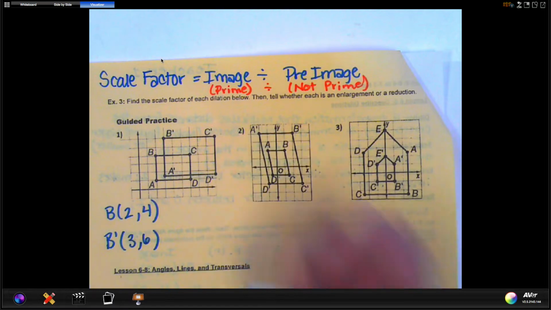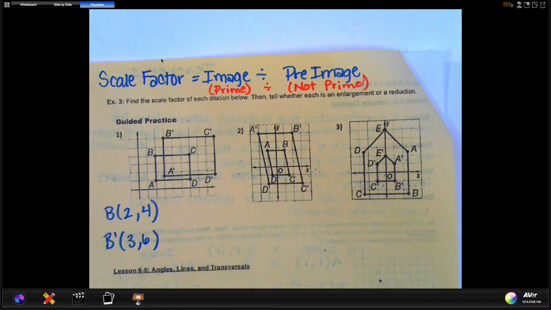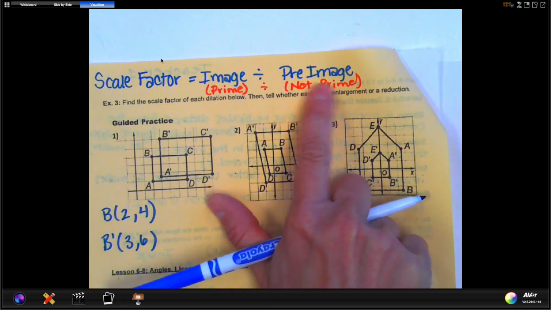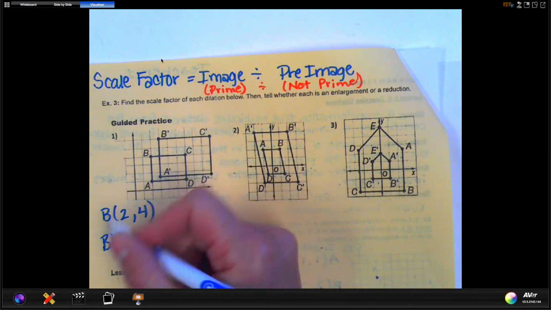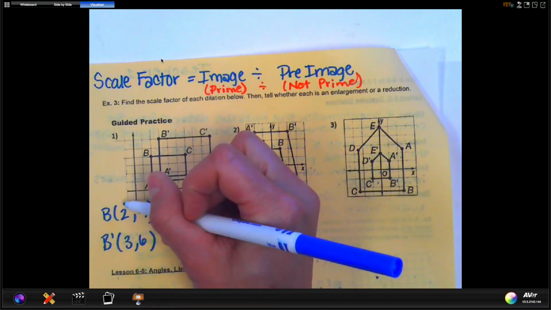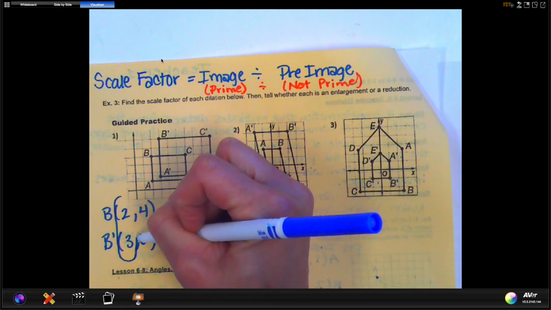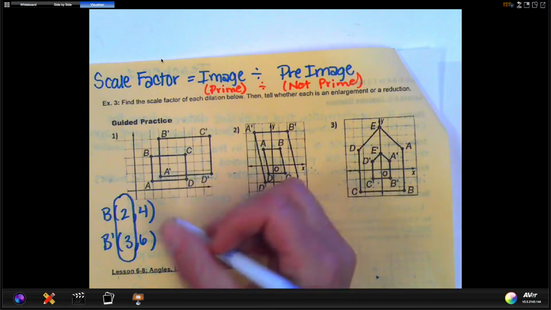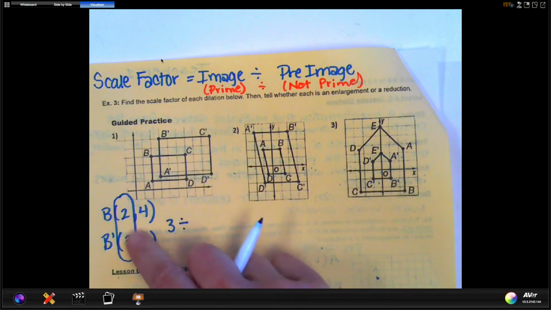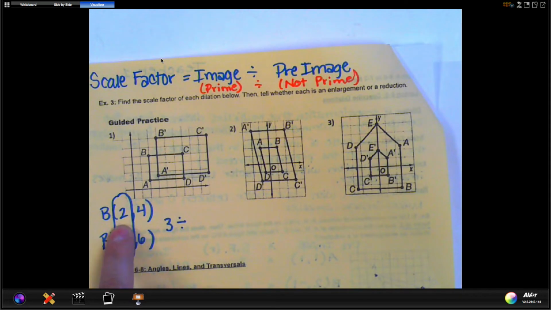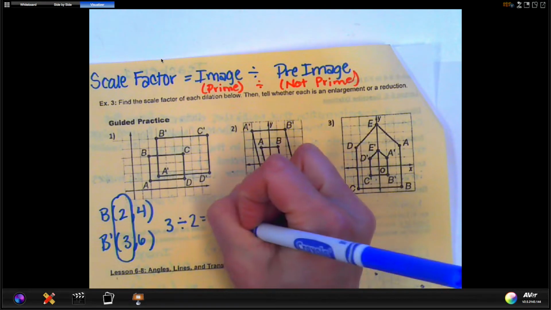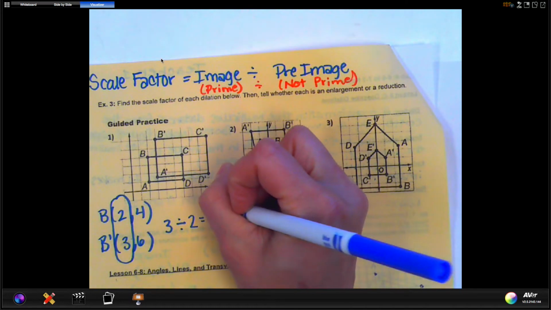Okay? And so to figure out our scale factor, what we're going to do is use our image or our prime coordinate, and we're going to divide it by our pre-image or our not prime. Now, you're like, but there's 4 numbers here. So you can choose any one. I usually just choose the first set. Okay, so I'm going to choose the x coordinates here. So what I'm going to do is take my B prime, 3, and I'm going to divide it by my not prime, which would be my 2 here. And 3 divided by 2 is 1.5. And that's going to give me my scale factor.